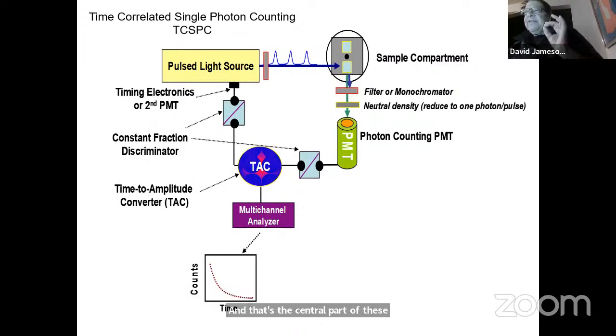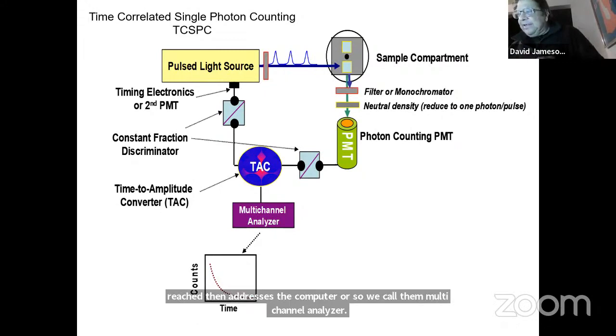What happens is, let's suppose we have a pulse of exciting light, and we monitor when that exciting light arrives. That starts the TAC, and it starts a voltage ramp, which goes up and up and up in voltage until the emission photon arrives. Then the voltage level that's reached addresses the computer, or what we call the multi-channel analyzer, to put a point at that time. And this is illustrated here.